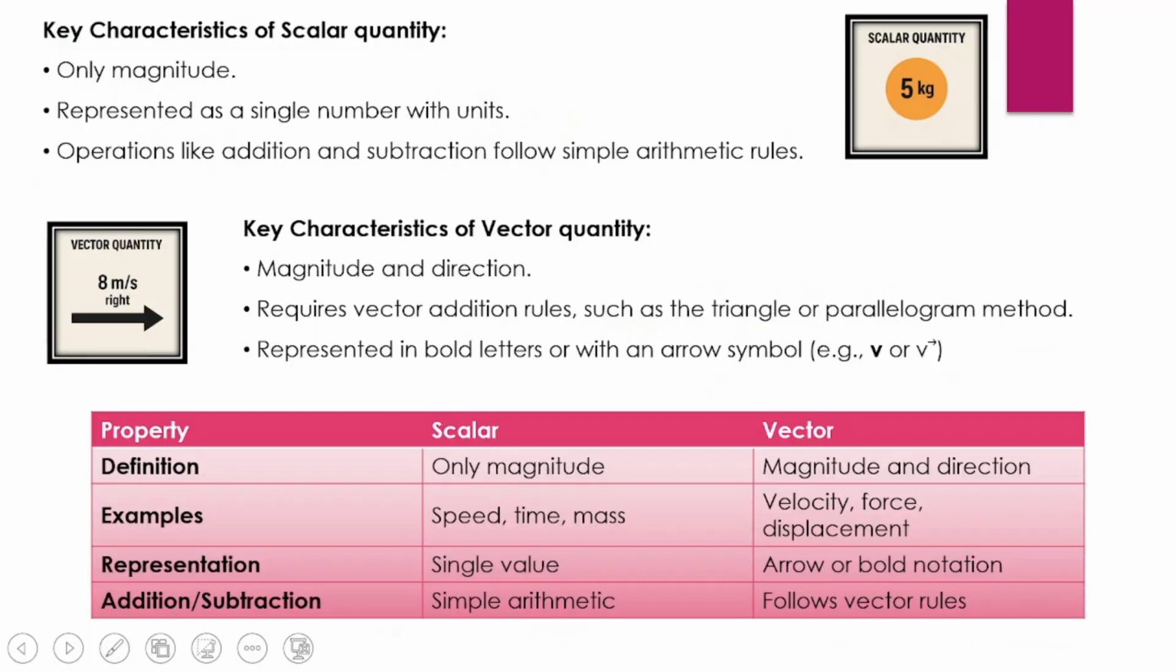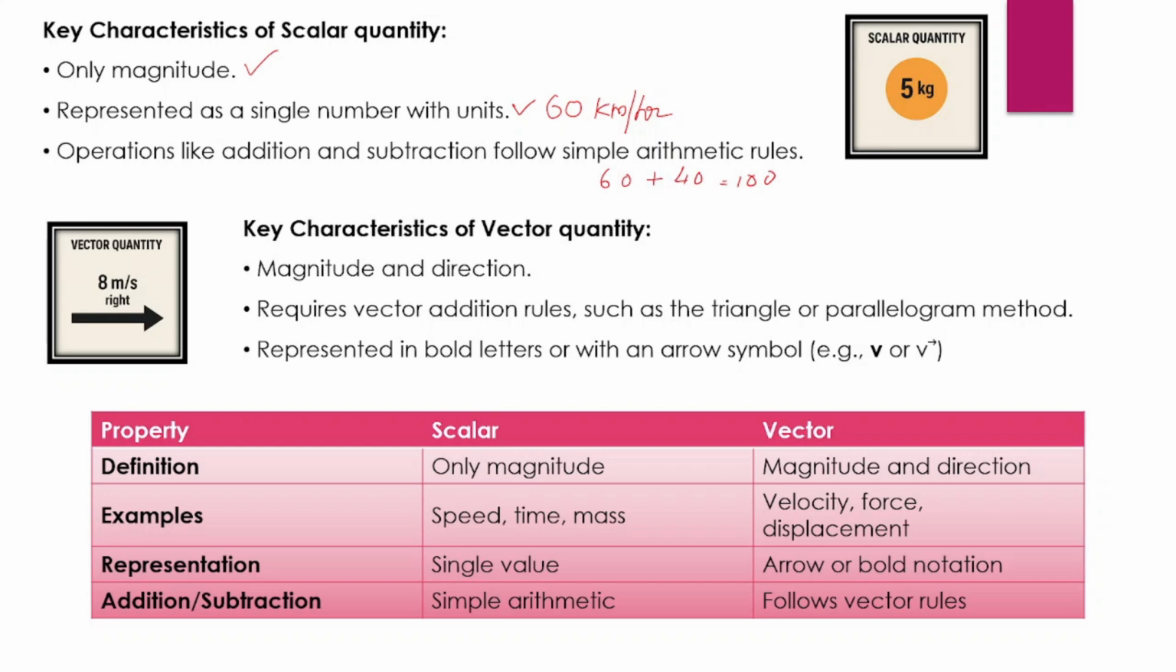Now, what are the key characteristics of scalar quantity and vector quantity? First, a scalar has only its measure or magnitude. Second, it has a single number followed by a unit. Single number 60 and its unit kilometer; if it is speed, we can write kilometer per hour. Operations like addition and subtraction follow simple arithmetic rules. Normally how we add 60 plus 40, it follows this simple type of rule. That's all, simple addition.